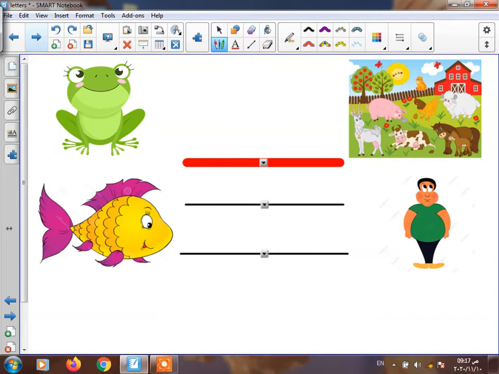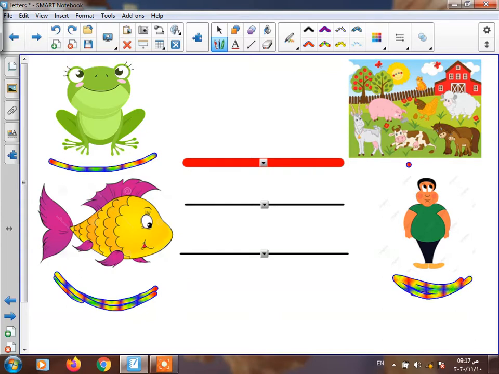Okay, Kijitu, what's next here? What is it? It's a frog. And what is it? It's a fish. What is it? It's a farm. Who is this, Kijitu? He is a fat man. Frog, fish, fat, farm. Start with sound F.